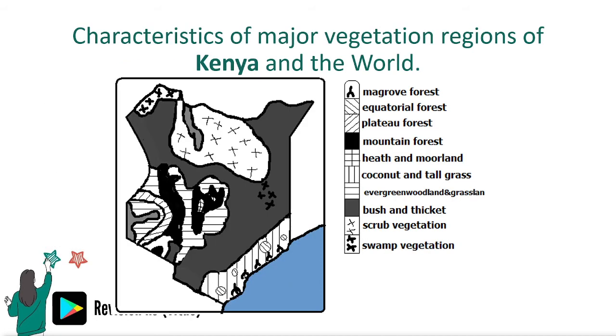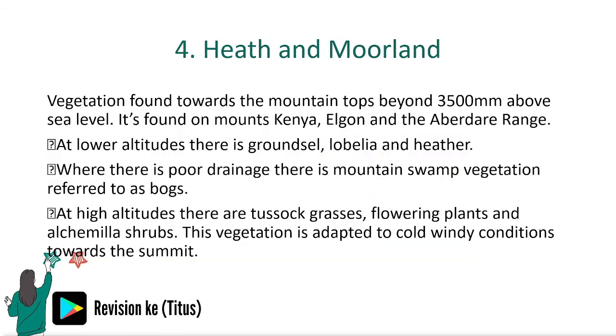And we'll now look at the heath and moorland. This is vegetation found towards the mountain tops beyond 500 meters above sea level. It's found on Mount Kenya, Elgon, and the Aberdare ranges.